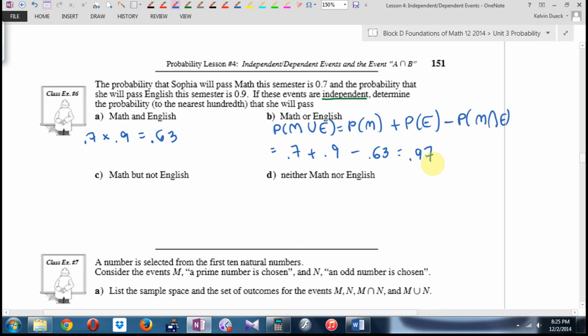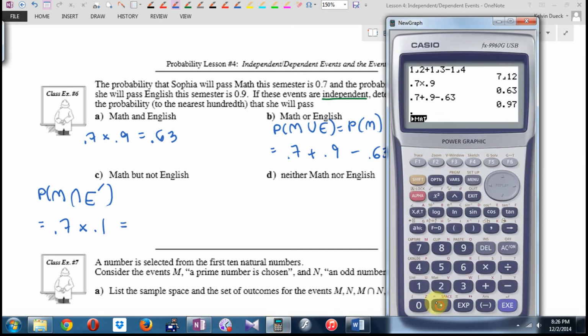Math and not English. This is going to be the probability of math and not English, which is going to be 0.7 and 0.1. If she's got a 0.9 chance of passing, she's got a 0.1 chance of failing. Should be 0.07, right?